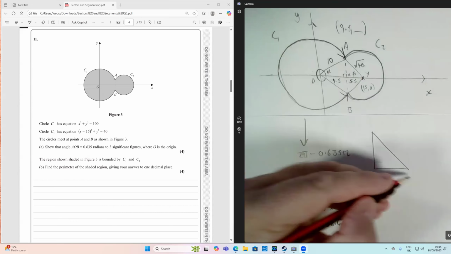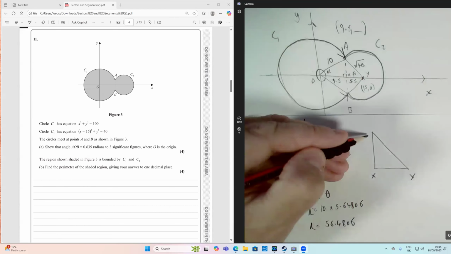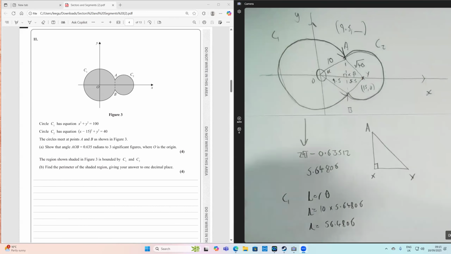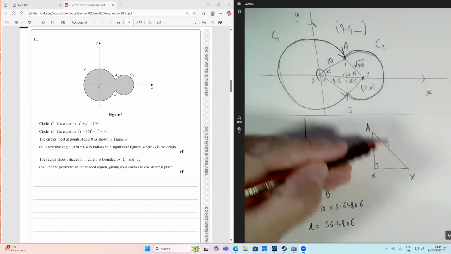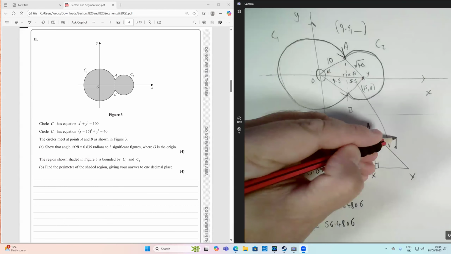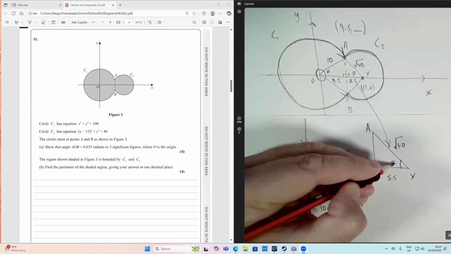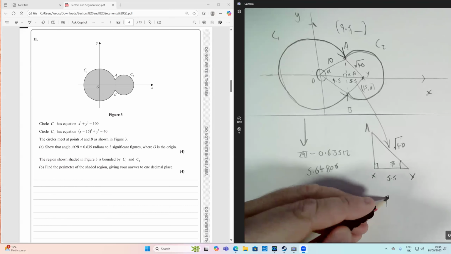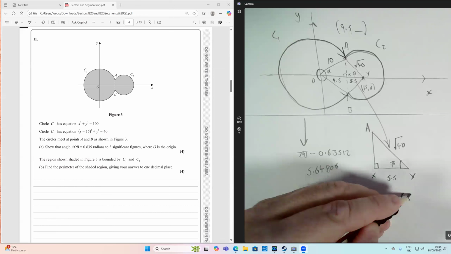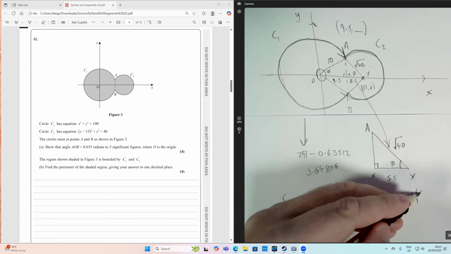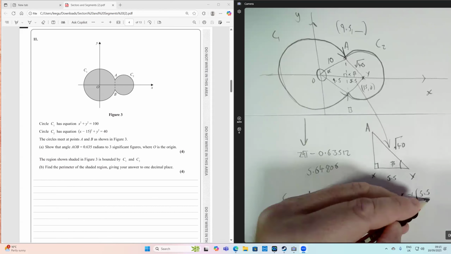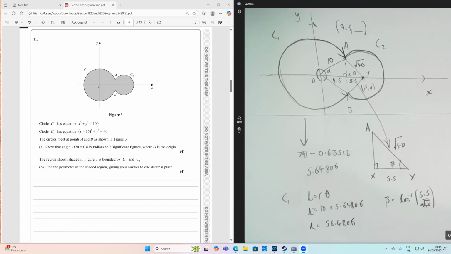So if I just draw a larger sketch of this triangle here. This is just this triangle, but enlarged. And what do we know? We know that the hypotenuse is √40. We know that the adjacent is 5.5, and that's our angle beta. So once again, we're going to say that beta is equal to inverse cos of adjacent over hypotenuse, so inverse cos of 5.5 over the hypotenuse, which is √40.